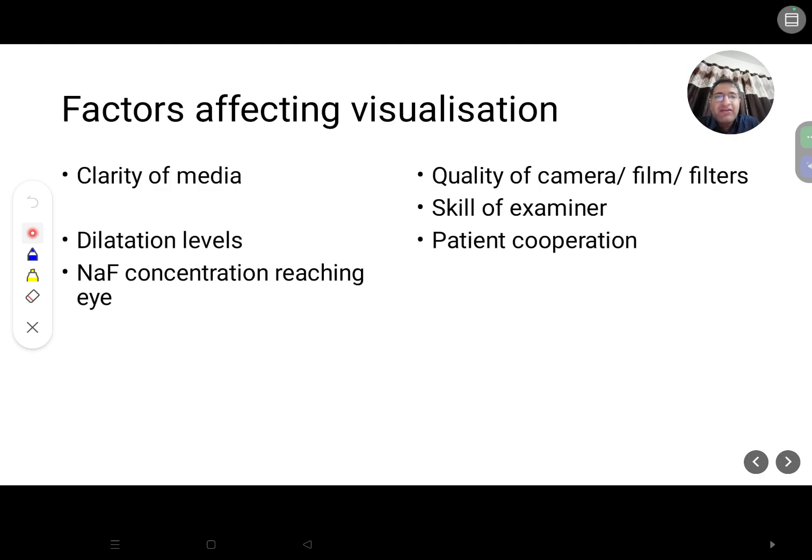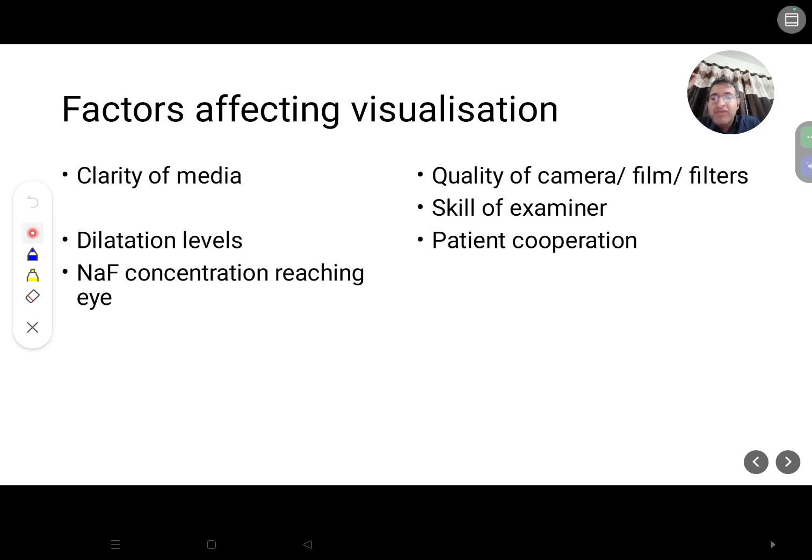What are the factors affecting the visualization in the FFA? It can be the clarity of the media. That is, clarity of the media includes the clarity of the cornea, the clarity of the lens, and the clarity of the filters of the FFA. The second is how much the pupil is dilated. If the pupil is not that much dilated, fluorescein angiography photographs will not appear that clear.